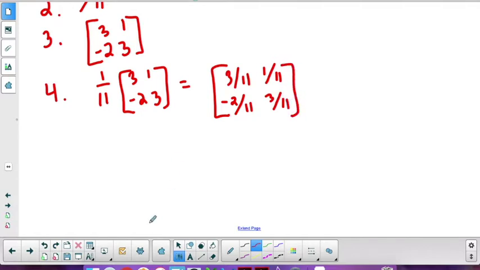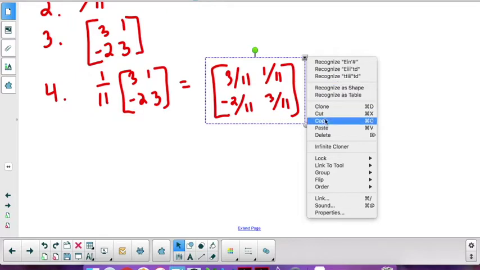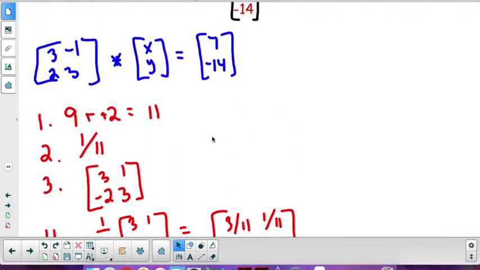Okay, so this is my inverse, that whole thing right there. I'm going to copy that so that I can plug it in a couple places. Now we're going to solve this equation, and I'm going to solve it by multiplying by that inverse on both sides.